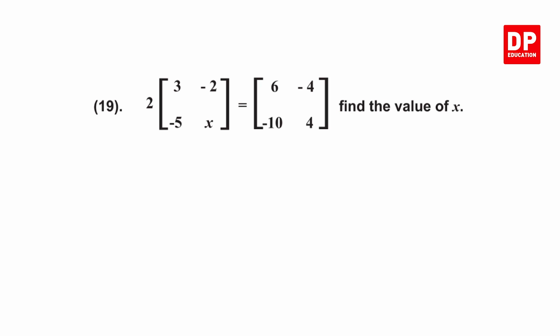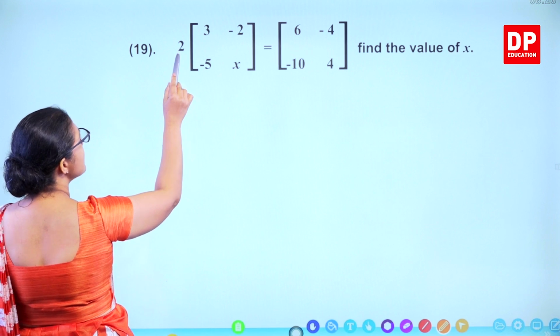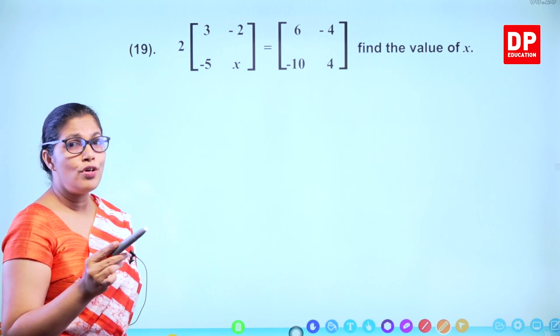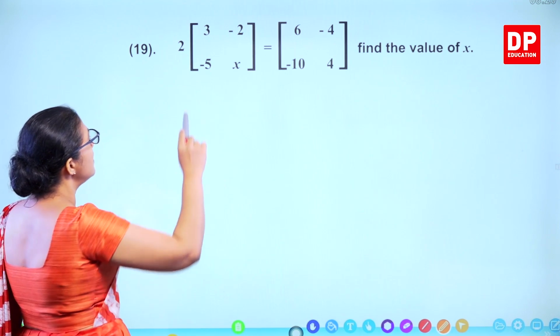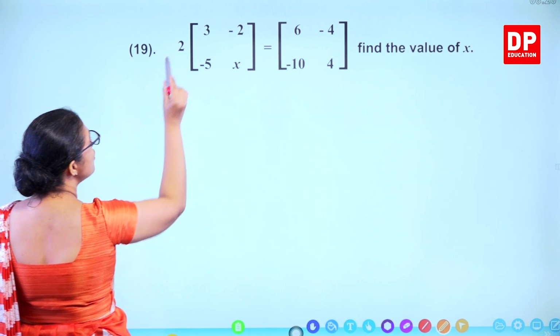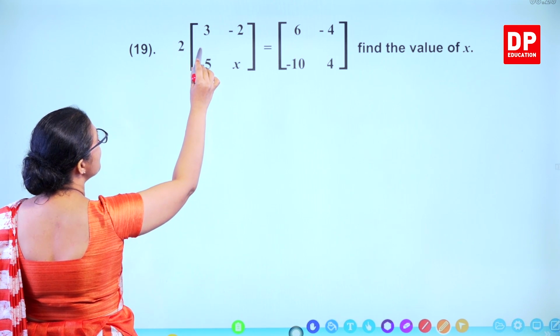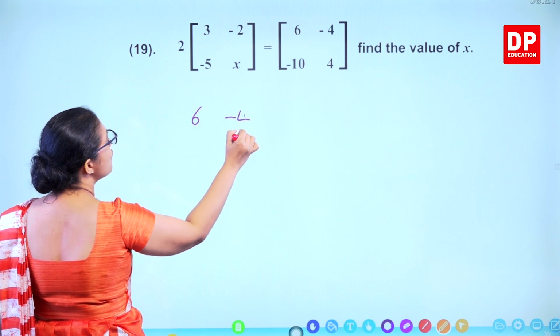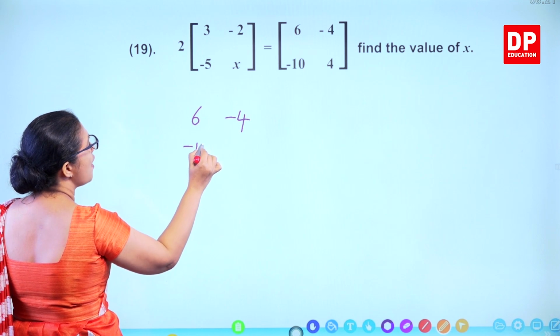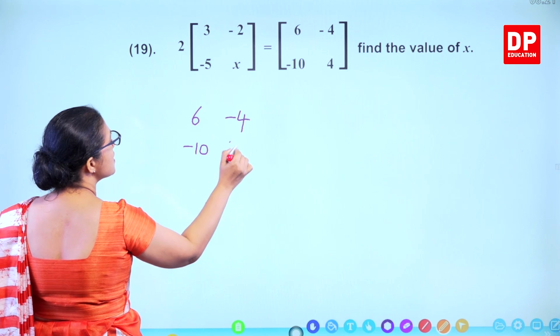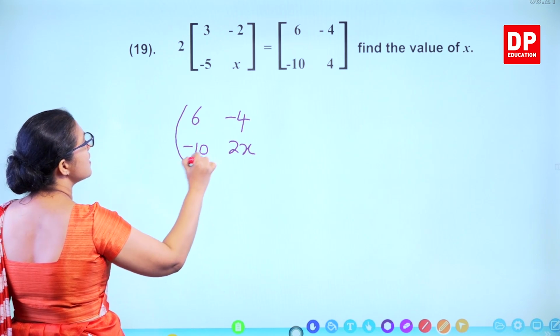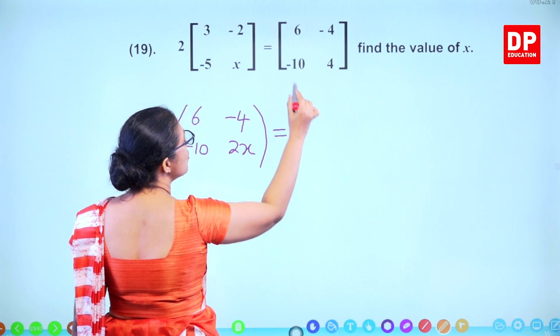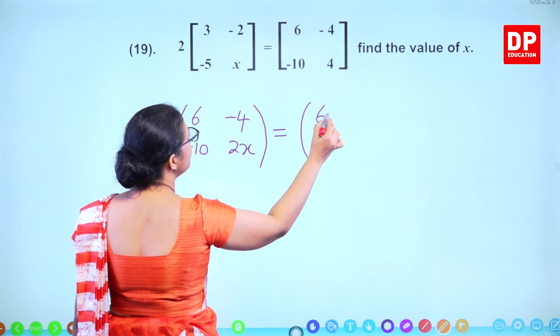Question number 19. Matrix given. Find the value of x. There's a constant here, so you have to multiply all the elements inside by 2. So we'll multiply: 2 times 3 is 6, 2 times minus 2 is minus 4, 2 times minus 5 is minus 10, 2 times x is 2x. So you get this is equal to this.